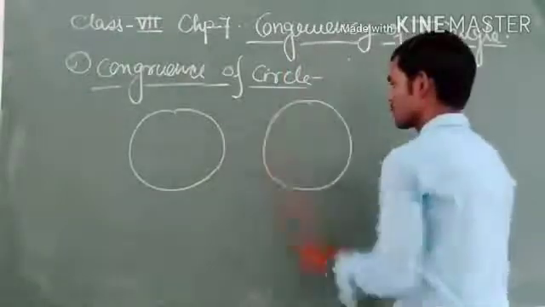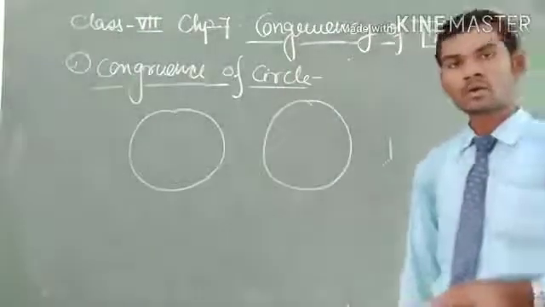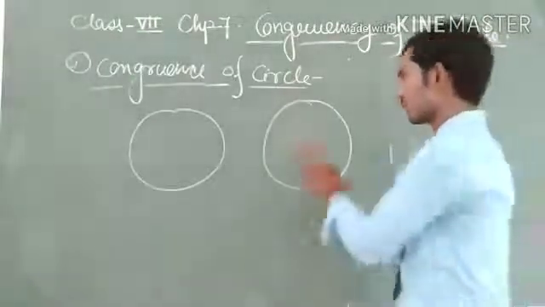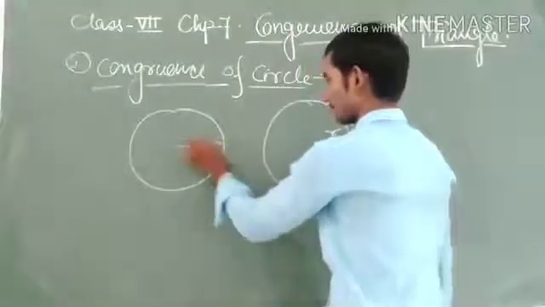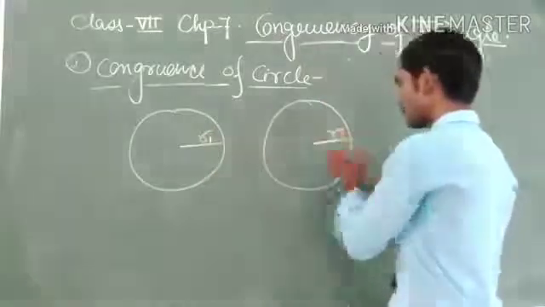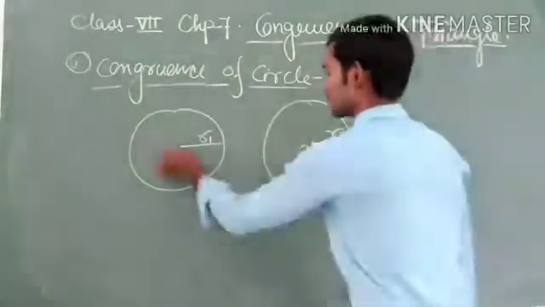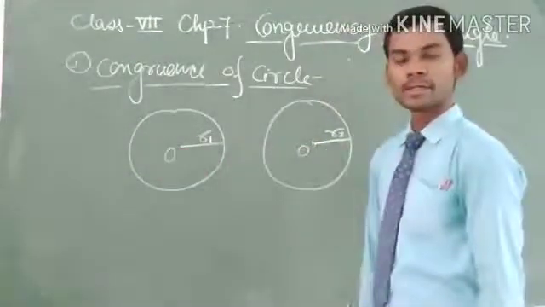Two circles are said to be congruent if they have the same radius. If they have the same radius, then they are known as congruent circles.